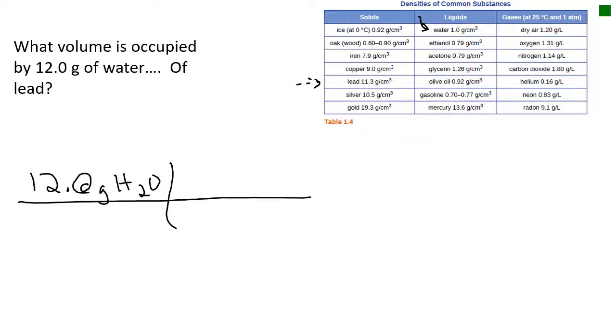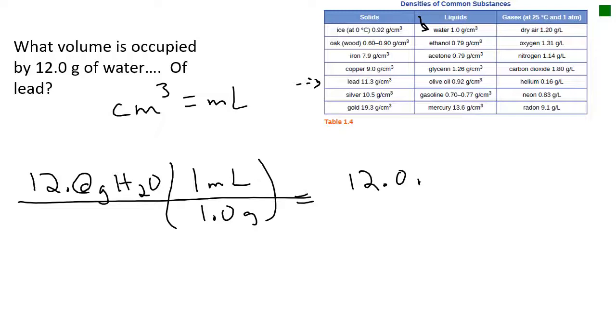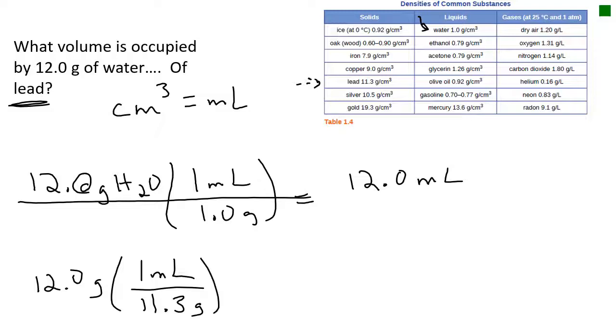Well, if I've got 12 grams, I know that water has a density of 1 mil for every 1 gram. Remember that a centimeter cubed is the same as a milliliter, and that's going to give me a volume of 12 milliliters. But if I want to know what it is for lead, lead is much more dense. If I take 12 grams and I realize I've got 1 milliliter for lead for every 11.3 grams, the same mass of lead is going to have a completely different volume, and it is going to have a volume of 1.6 milliliters. The denser it is, the more tightly packed it is going to be.